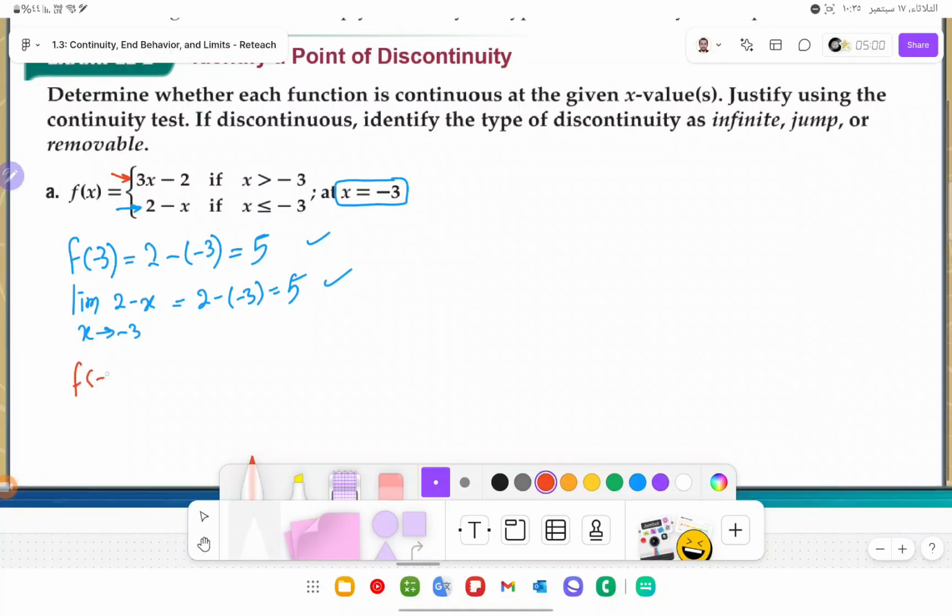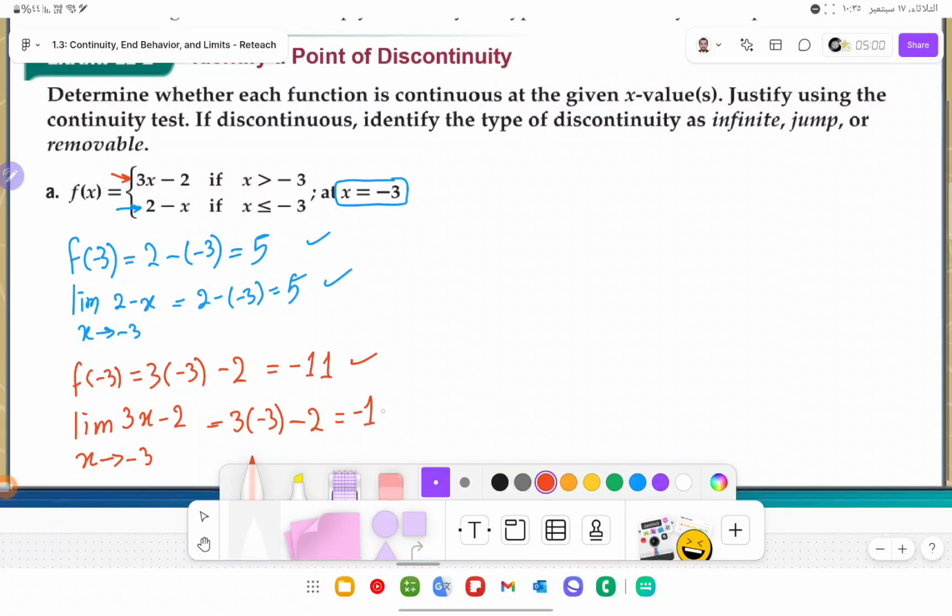So now f of negative 3 for the first function: 3 times negative 3 minus 2 equals 3 times negative 3, negative 9. Negative 9 minus 2 is equal to negative 11. As you can see, this is negative 11 and this is 5. They are not equal. Okay, let's test the limit. When x equals negative 3, 3x minus 2 is equal, so 3 times negative 3, which is negative 9. Negative 9 minus 2 is still negative 11.